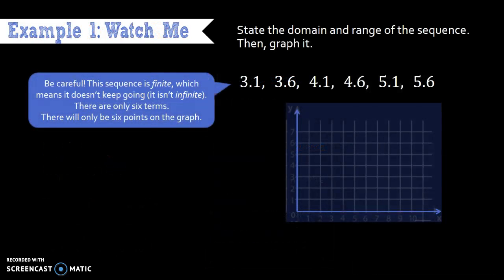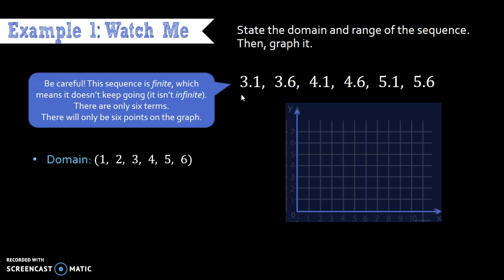Here's an example. State the domain and range of this sequence and then graph it. So we do need to make sure that when we're reading our sequence, we know if it's finite or infinite. This one does not have the little dot, dot, dot at the end. That means this sequence is finite. It does not keep going on forever. The only thing that we have in this sequence is the 6 terms that you see. So when we plot this, you're only going to have 6 points on the graph.